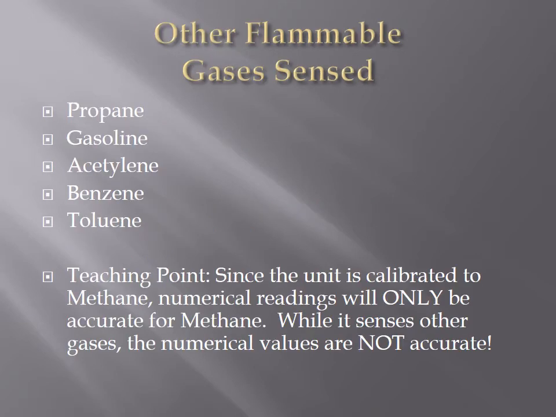So let's talk about some other flammable gases that the airspace monitor can detect. The other gases that can be sensed with this monitor are propane, gasoline vapors, acetylene, benzene, and toluene. And keep in mind that this monitor is calibrated to methane, so the numerical readings that you see will only be accurate for methane. Now, that's not to say that you may not be in an environment where there is, for example, propane or benzene or acetylene gas.